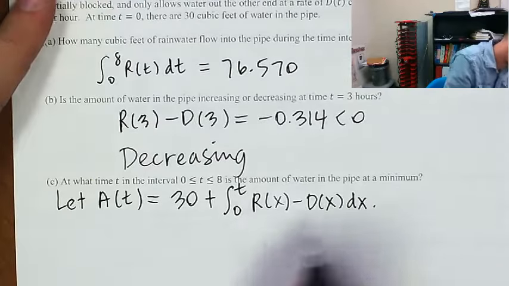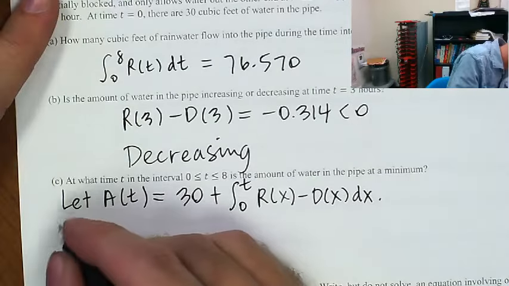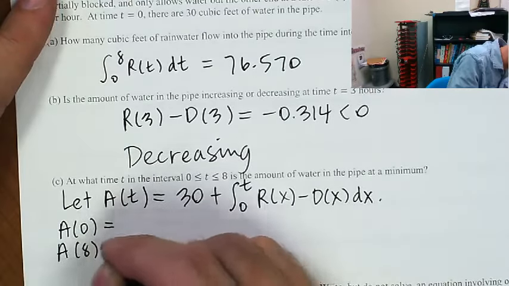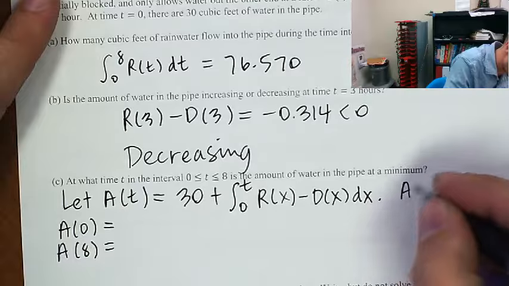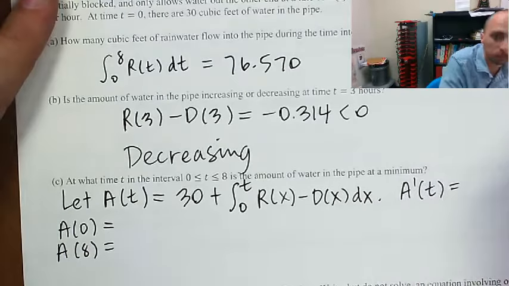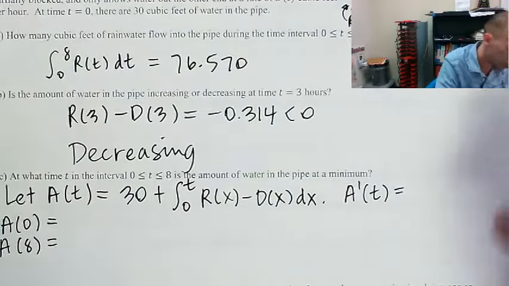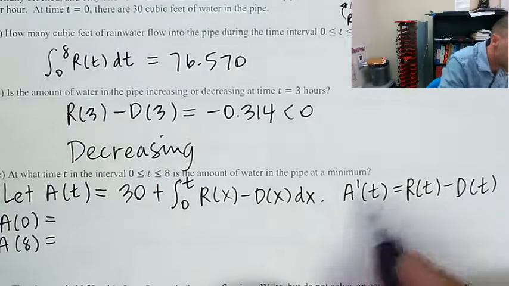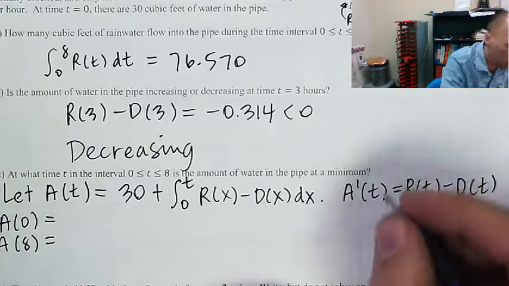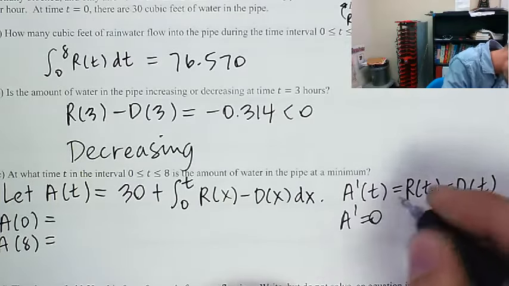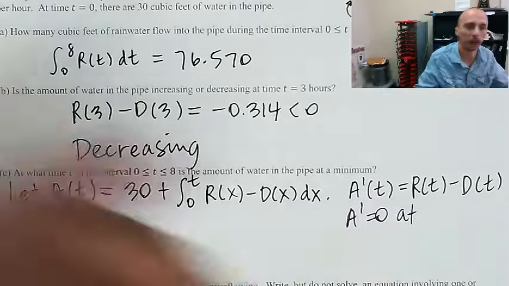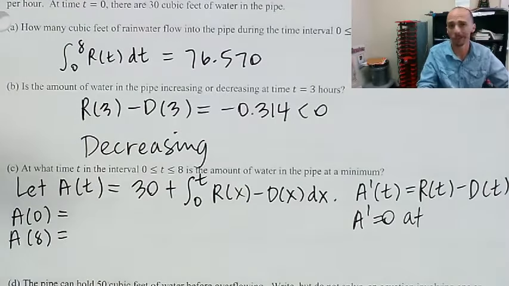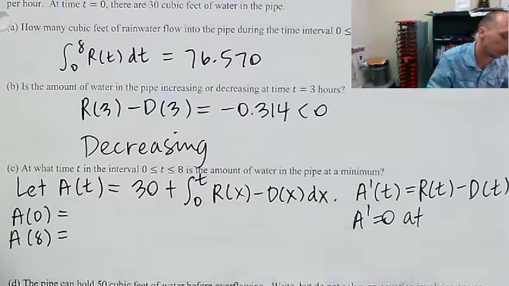I'm going to try to say, all right, well, I need to find the value of A of 0, A of 8, and then I'm going to say A prime of t equals R minus D. It's rate in minus rate out. And I need to know where this derivative is equal to 0, because that'll be my critical points, and that will be the other points I need to consider.